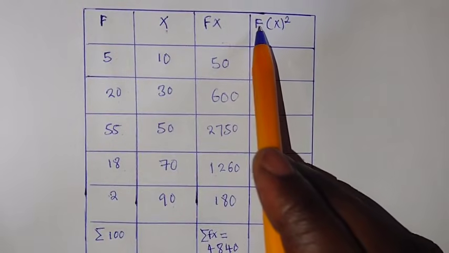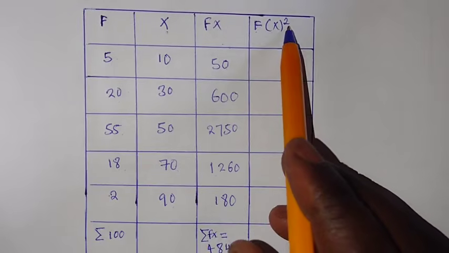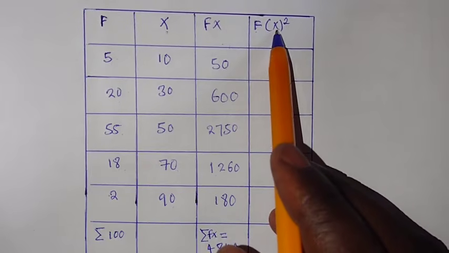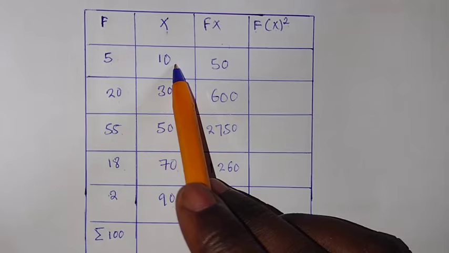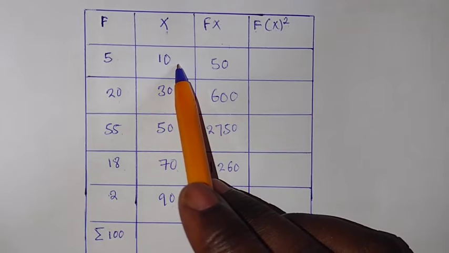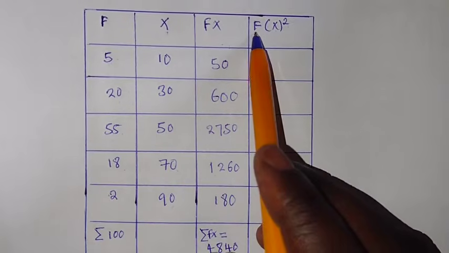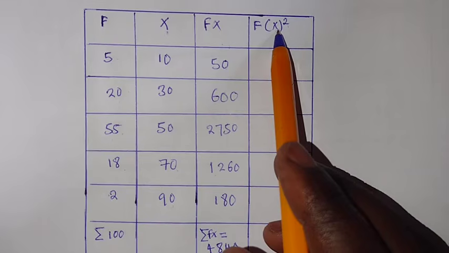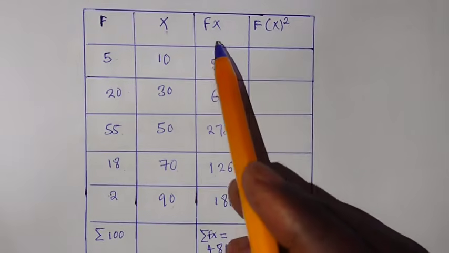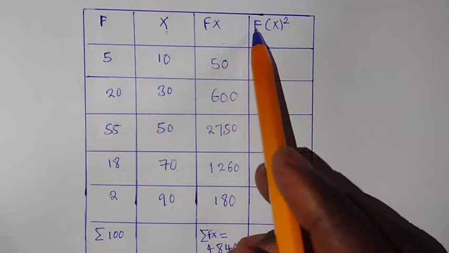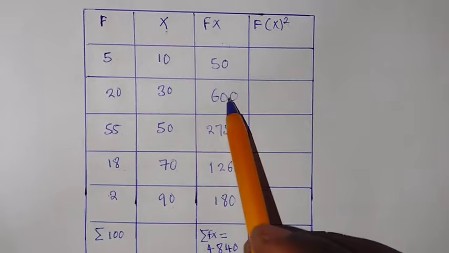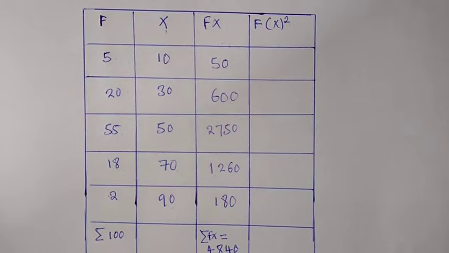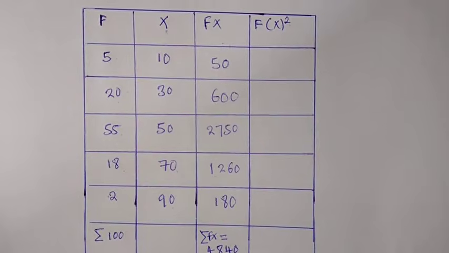Let's come here where we have fx squared. The x is squared, meaning that the midpoint is squared. Which one is the midpoint? This one here. This is the midpoint that is squared. This means that you get the frequency times the midpoint squared. Since you know fx, you can be multiplying 50 times this times this times that.